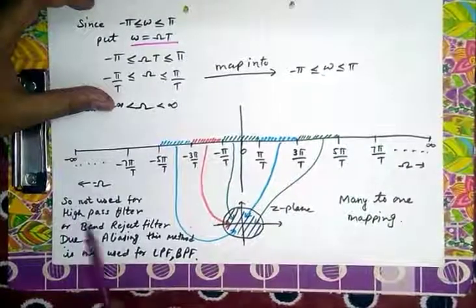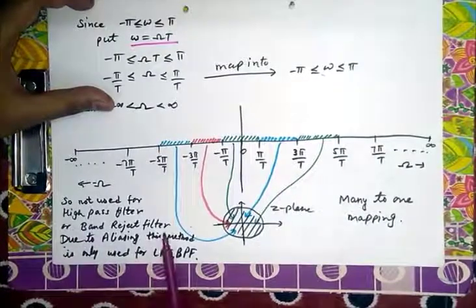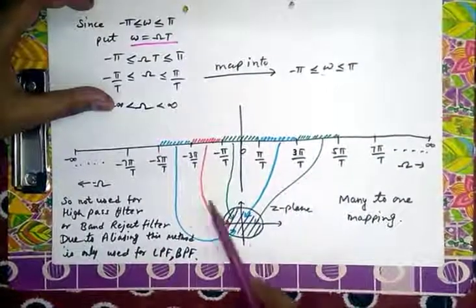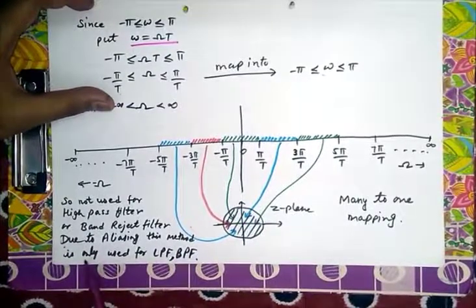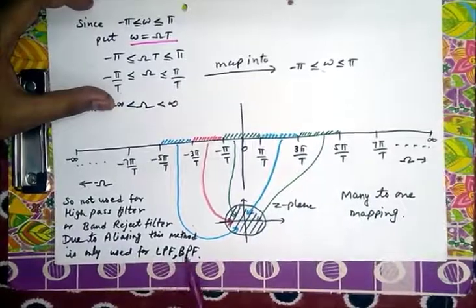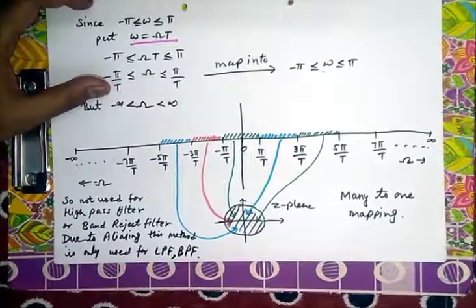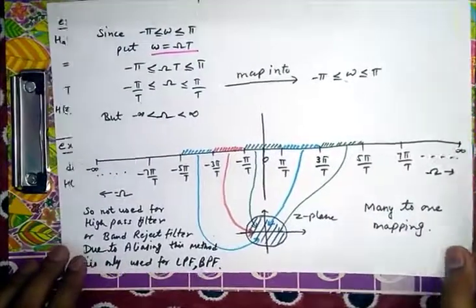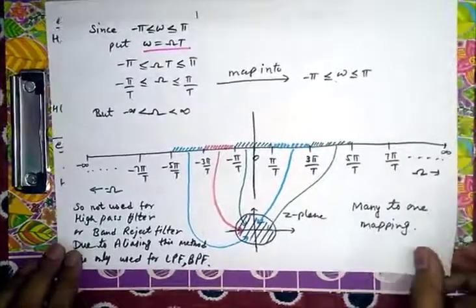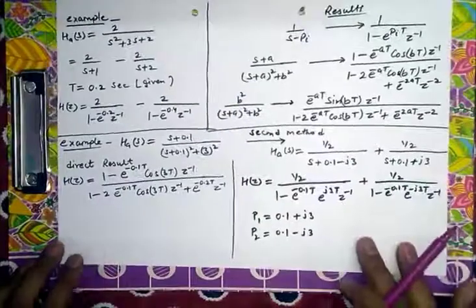So it is not used for high pass filter and band reject filter design because of this. Because of aliasing, this method is only used for low pass or band pass filter designing only. Okay, this is the drawback of the impulse invariance method. Now there are two examples.